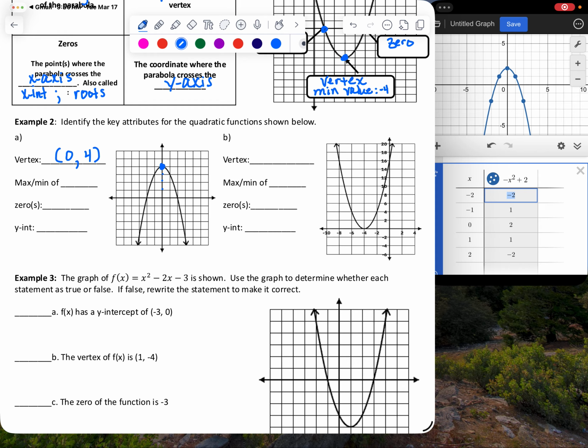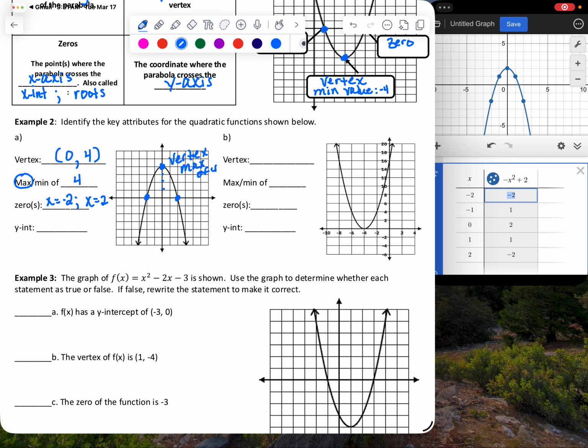Now, the maximum value. So you know what? Let's go ahead and label that. This is our vertex. But the vertex always tells you your max or min. So this parabola has a maximum value of 1, 2, 3, 4. So max of positive 4. Okay. The zeros are your x-intercepts. So this function has 2 zeros. One at -2 and one at +2. So I'm going to say x equals -2, x equals +2.